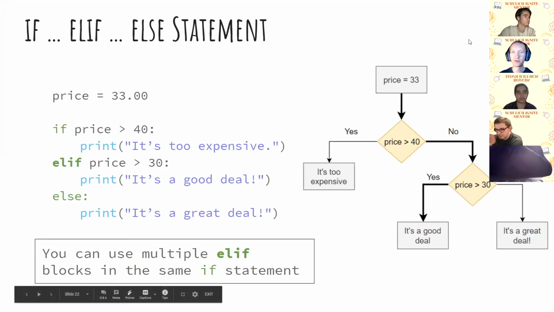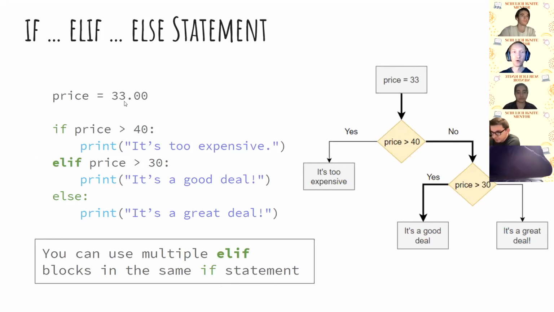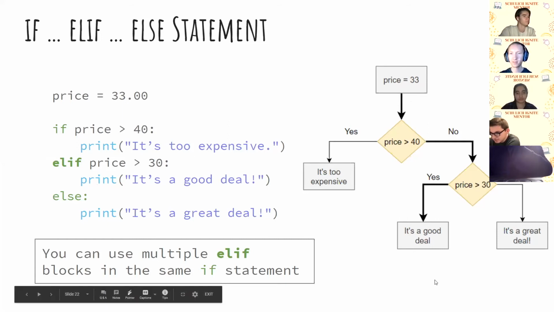This diagram here shows what's going on, and it outlines what's happening when our price is equal to 33. We start with that first condition at the top. Is the price greater than 40? Well, 33 is not greater than 40, so we go to the no part. Now we are on our next condition here. Is the price greater than 30? And yes, 33 is greater than 30, so we go to the yes part, and we are going to be running whatever's inside here. Then after that, we break out of that whole statement, and we'll run whatever is at the very end.